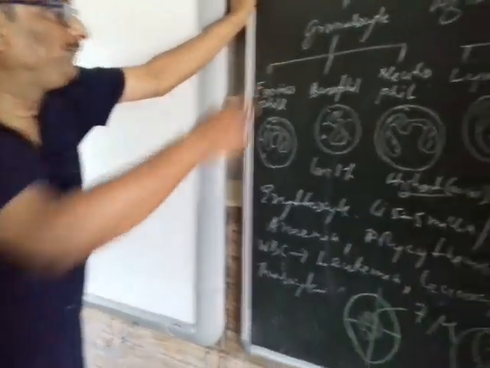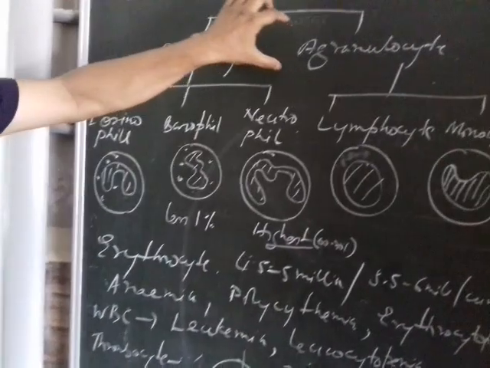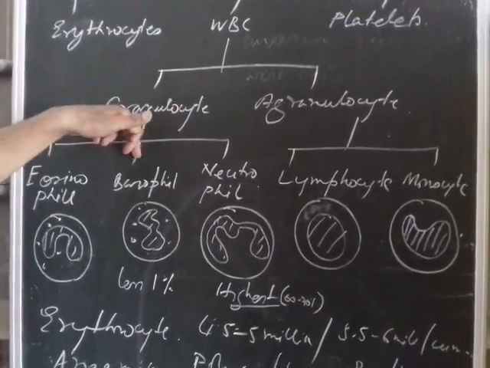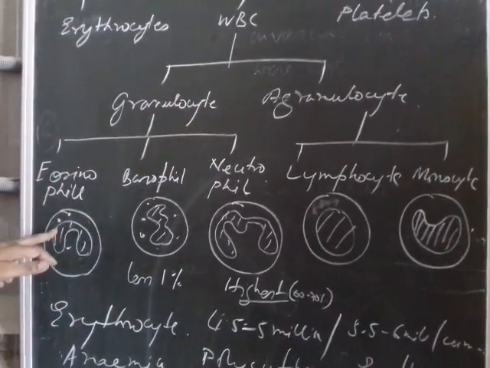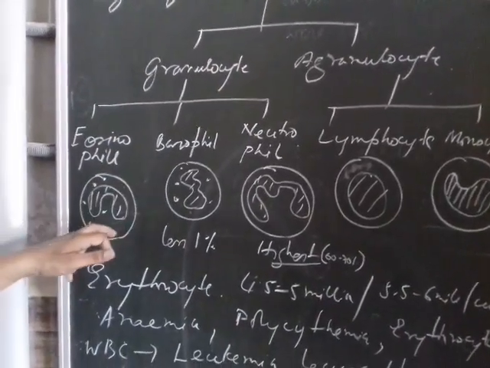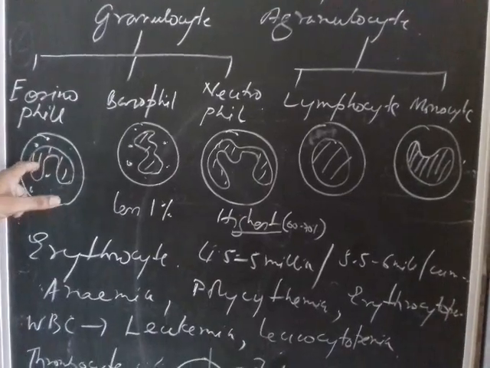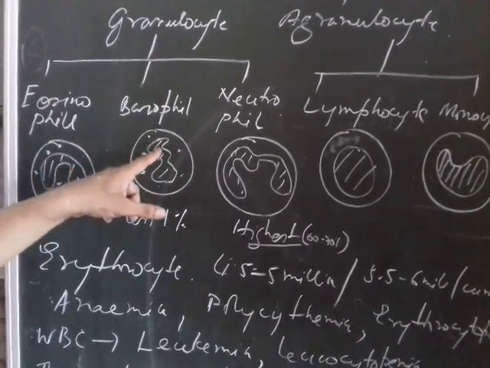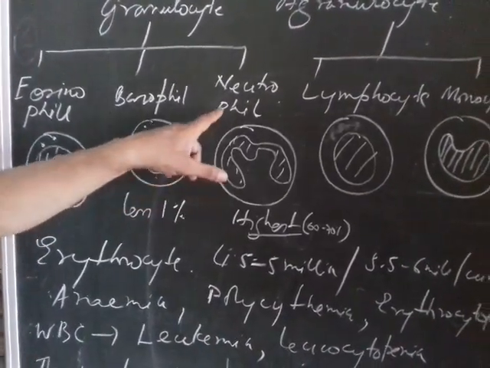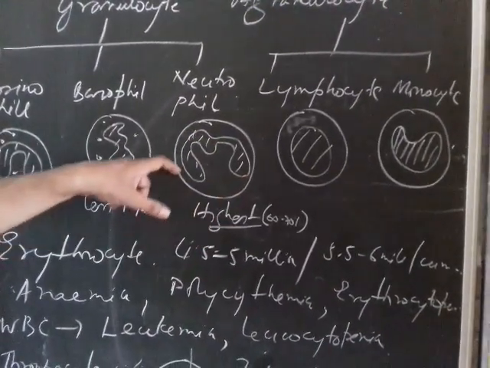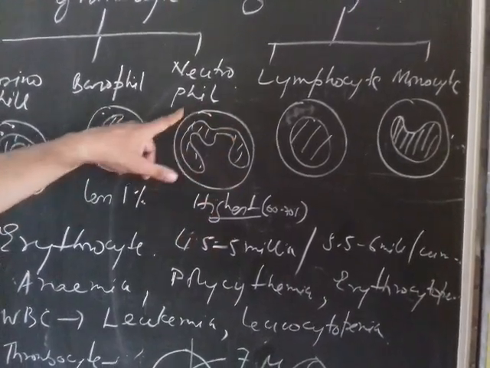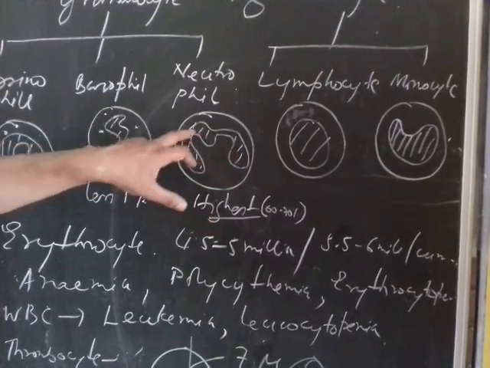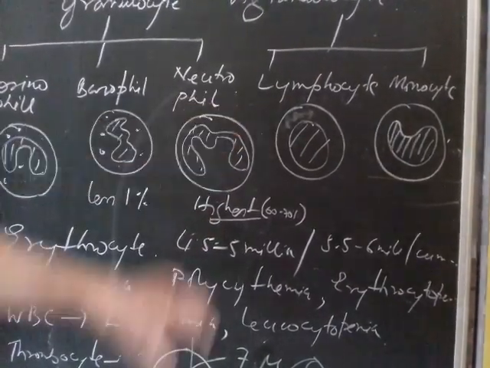Now WBCs are basically of two types, granulocytes and agranulocytes. Granulocytes are of 3 types: eosinophil, basophil and neutrophil. In eosinophil, you can see they have granular cytoplasm and they are binucleated. In basophil also, the cytoplasm has granules, and the nucleus is not very defined. Neutrophil is found in the largest number, 60 to 70% of the WBC. It has more than 2 lobes, multi-lobed, and these are also known as macrophages.